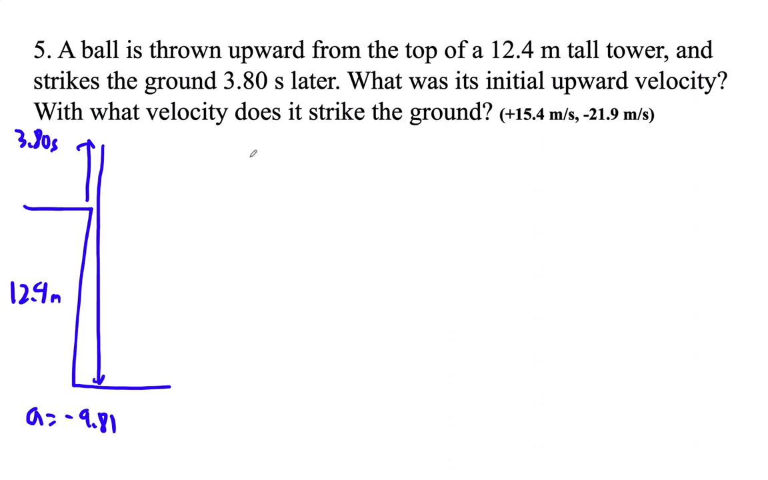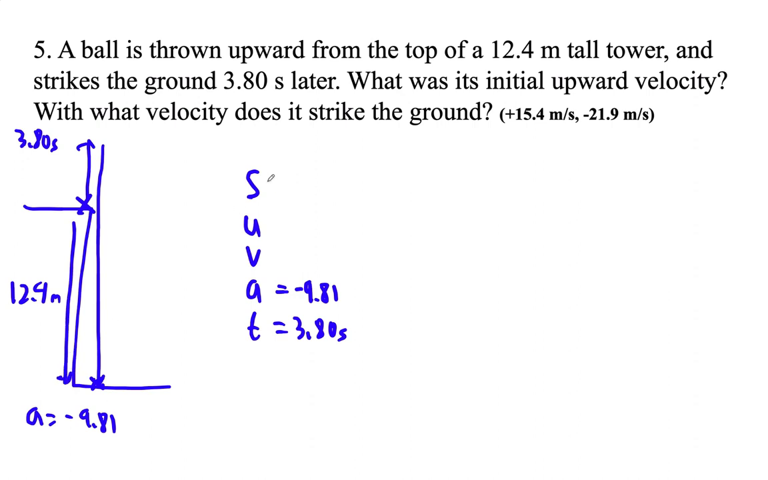So let's do this. The acceleration, of course, is negative 9.81 the whole time. The time is 3.80 seconds. And the net displacement from here to here is down 12.4, so we make that negative 12.4. That's the key. Now we can use "no v" to find u, and that's what we're going to do.